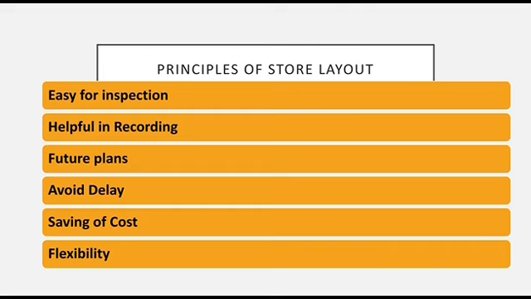Saving of cost. Structure of the store department should be such that material keeping and carrying cost is reduced to a minimum. It includes labor cost, expenses for maintenance of equipment, and rail and road carriage cost for bringing the material into storehouses. Next principle is about flexibility.